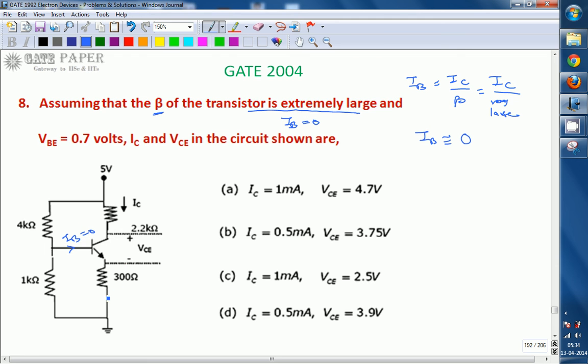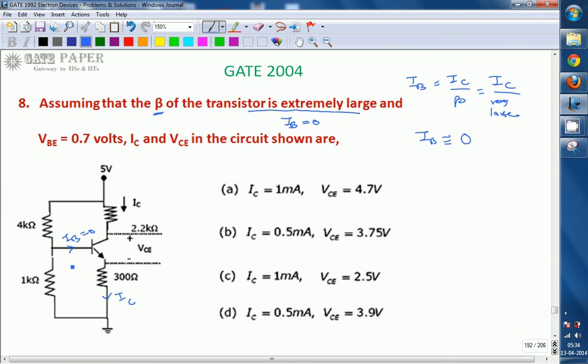So here what you will get is the emitter current. Emitter current is the sum of base and collector currents. But emitter current is also equal to collector current since IB is equal to 0. So the same collector current flowing through this resistor is going to flow in the 300 ohm resistor, that is IC.